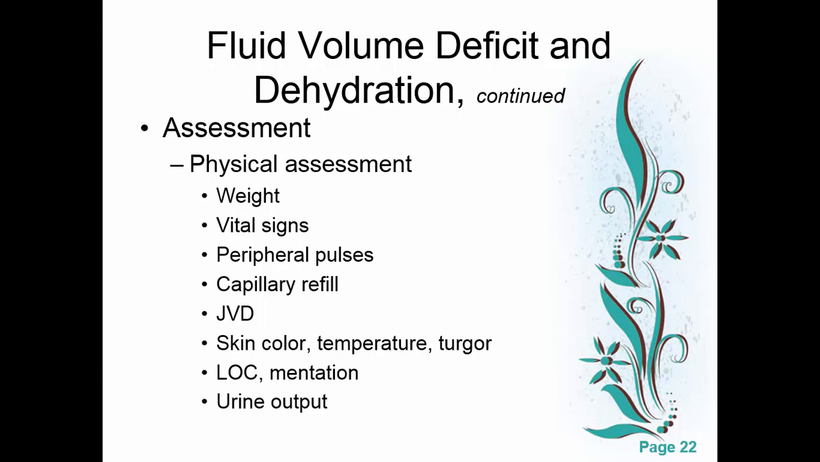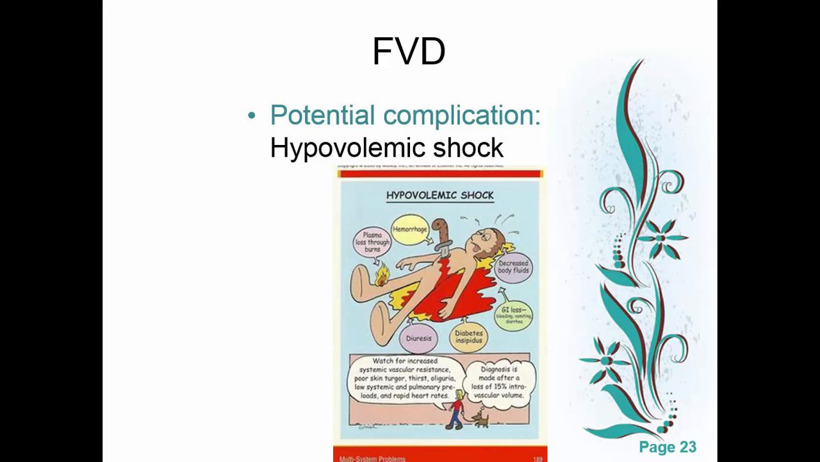In physical assessment, you want to assess their weight, their vital signs to include orthostatic blood pressures and pulses. Peripheral pulses and capillary refill need to be assessed. Assess for any jugular vein distension. Assess their skin for color, temperature, and turgor. Assessing level of consciousness and mentation, and also assessing their urinary output.